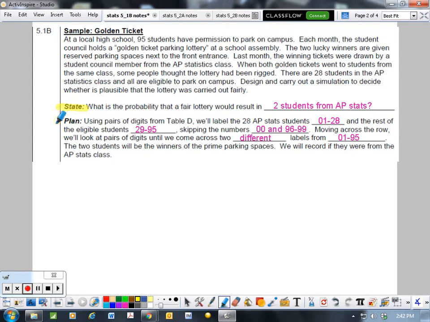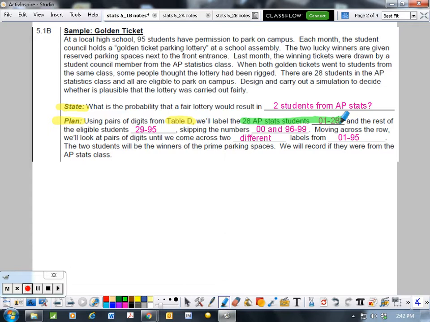So here's our plan. We can't use a flip of a coin because we don't have only 2 possibilities. We have 95 students that we're picking from, and 28 of them are from AP Stats. So we're going to use a random digit table. Table D is that random digit table in our textbook. What we're going to do is label our 28 AP Stats students 0, 1 to 28. So 1 to 28 is going to represent our AP Stats students.